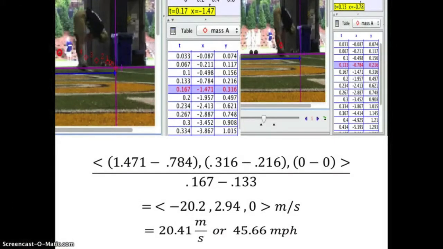To find the initial velocity of the ball, I divided the change in position by the change in time between the data point where the ball is no longer touching the snapper's fingers and the point where the ball is still in contact with the snapper. I found this velocity to be the vector negative 20.2, 2.94, 0 meters per second, which amounts to 20.41 meters per second, which is also 45.56 miles per hour.